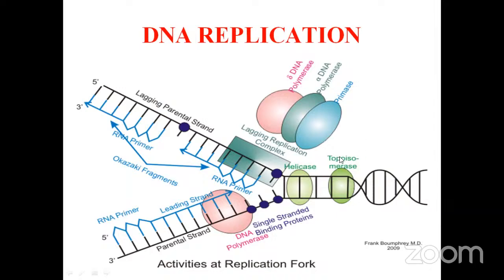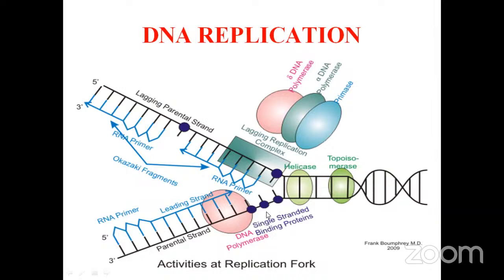Now, what is the function of topoisomerase? It removes the supercoils. Actually, this DNA is of a supercoiled nature. It frees the supercoiled nature, so that the helicase can remove the hydrogen bonds between the two strands. That is the function of topoisomerase.